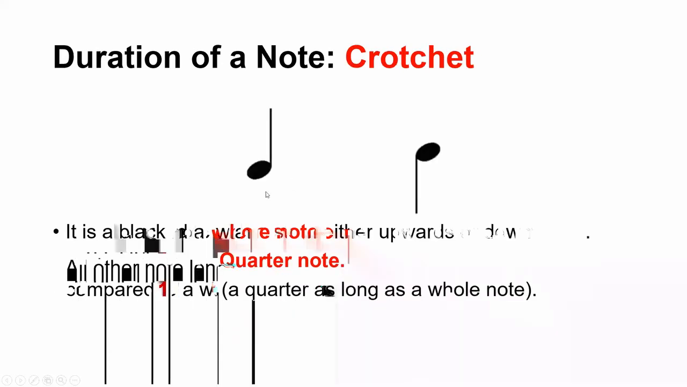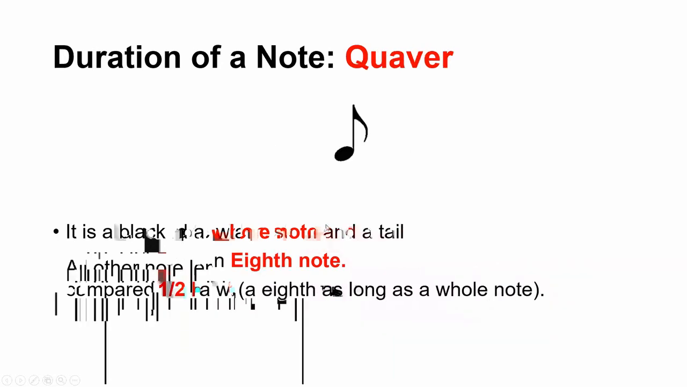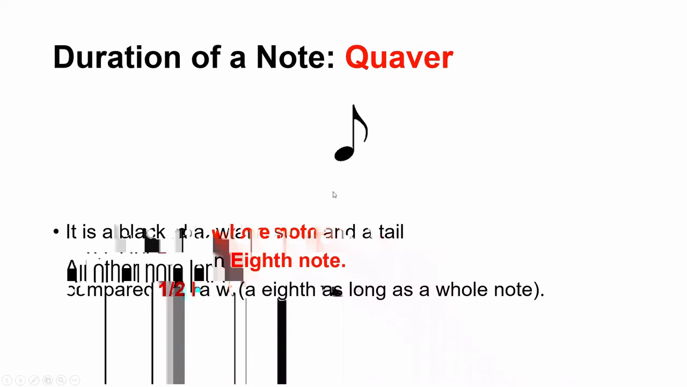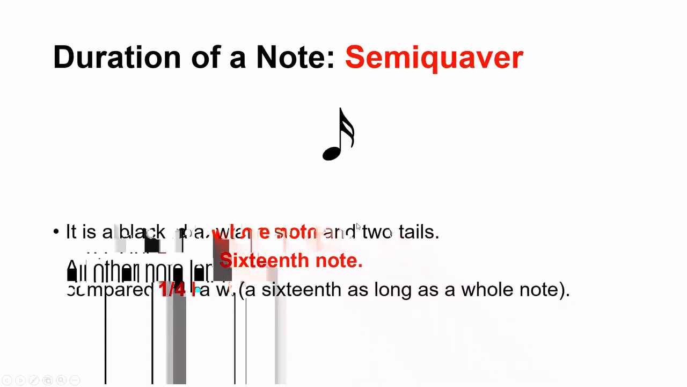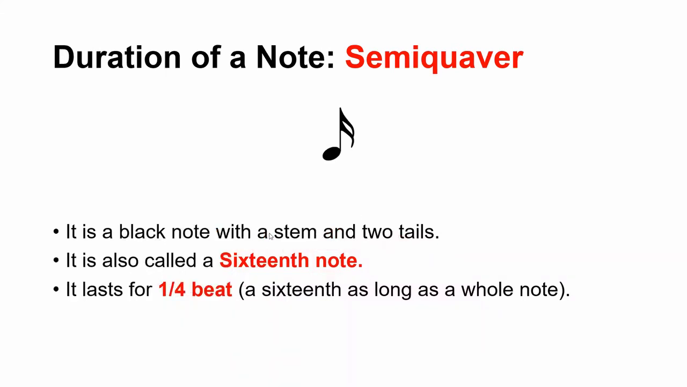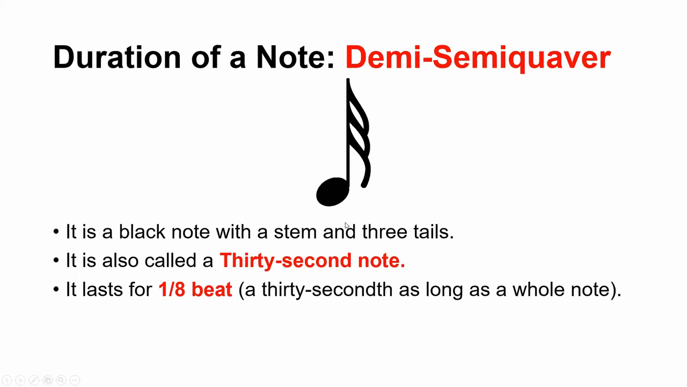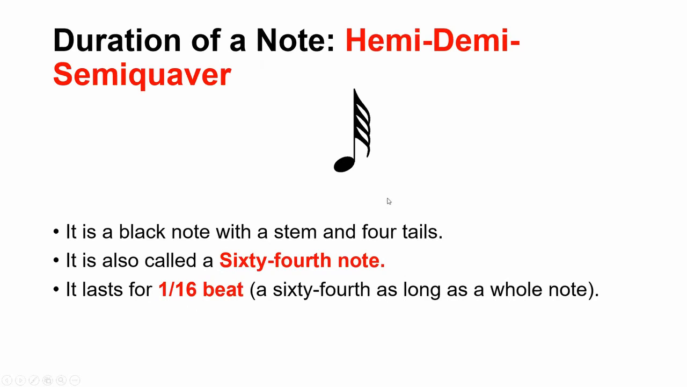The crotchet, the black note with a stem, is also called a quarter note. An 8th note is a black note with a stem and a tail. It's an 8th as long as a whole note. A semiquaver, also called a 16th note, looks like that. A demisemiquaver is a 32nd note. It looks like that, with a stem with 3 tails and a black note. And a hemidemisemiquaver, or a 64th note.